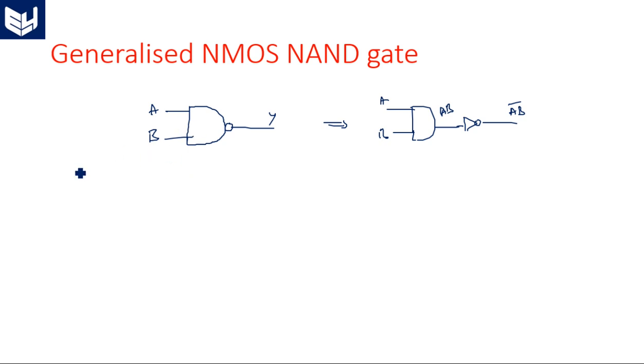Here NMOS means all transistors are NMOS. It is not a CMOS design. In CMOS design, pull up transistors are PMOS and pull down transistors are NMOS. But in the NMOS structure, both pull up and pull down are NMOS transistors. The pull up device consists of one depletion mode NMOS transistor which is always in on state, and the pull down devices are made up of purely NMOS enhancement modes.